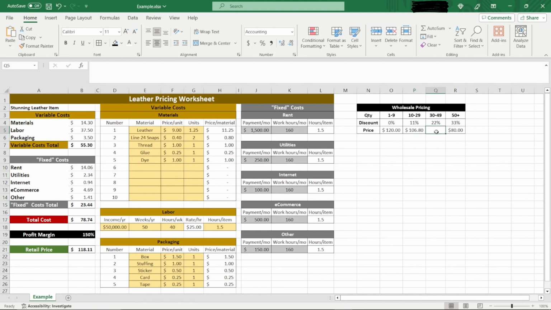Hit enter, and I see it is 106.80. I do a similar thing here for the 22%: equals, click the full price, multiply, Shift 8, and 100 minus 22 is 78, so 0.78. That gives 93.60, and 80. These are the tiers that we can use.